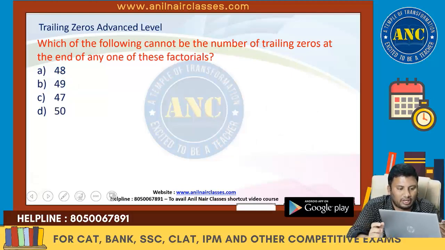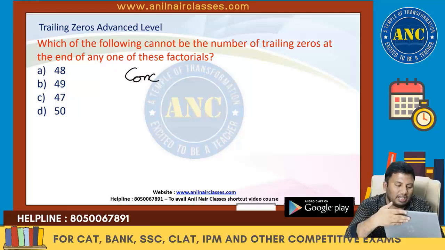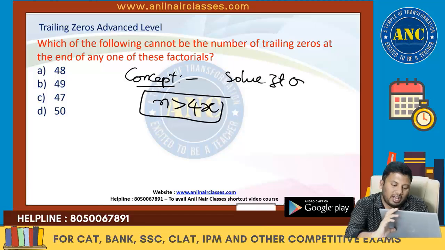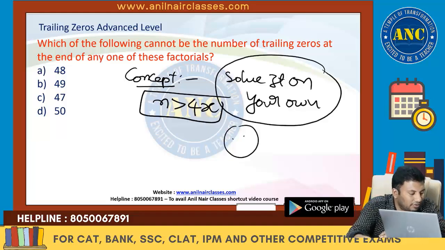Now let us. These also you can do. Concept here is n is greater than 4x. So many questions we did. So I am skipping this question. That is for you to solve on your own. I am sure you can do it. Idea is just to substitute n is greater than 4x and you can solve it. Solve it on your own.